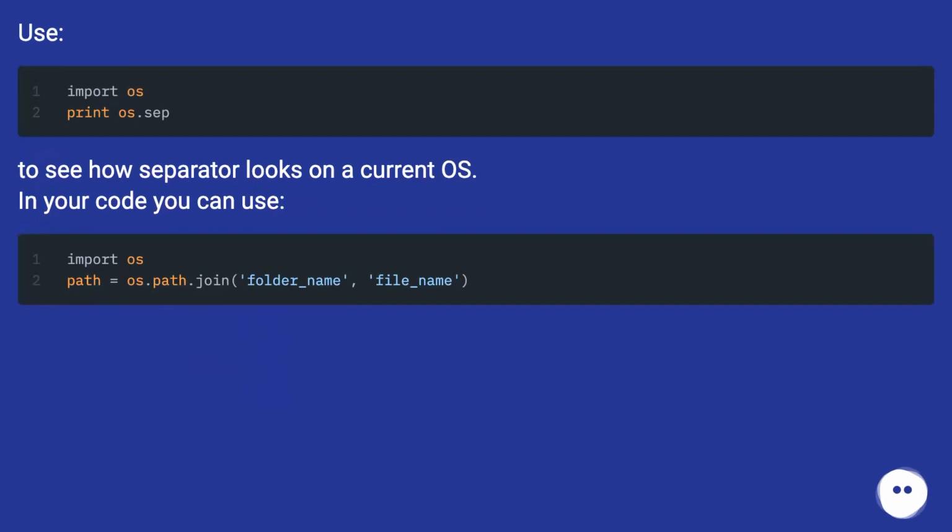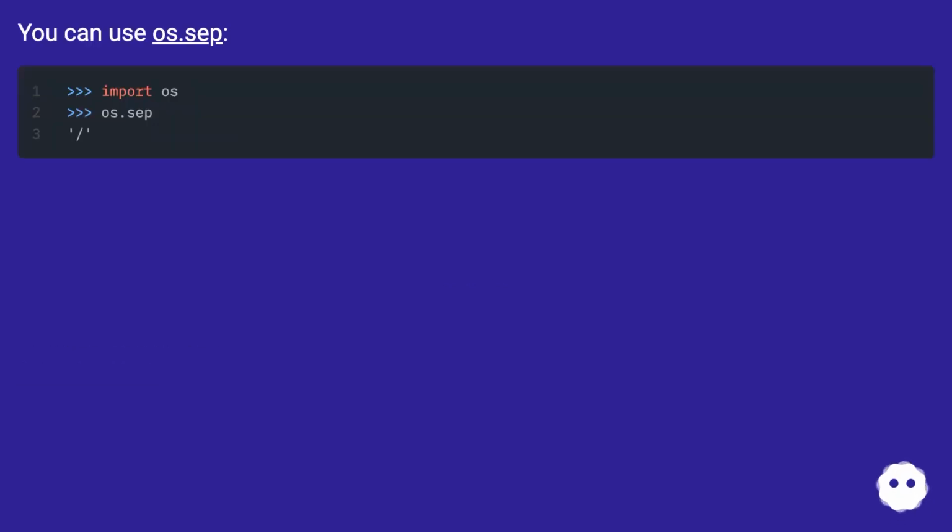Use os.sep to see how the separator looks on the current OS. In your code you can use os.sep.